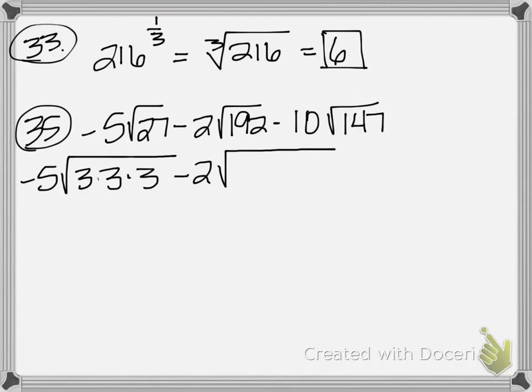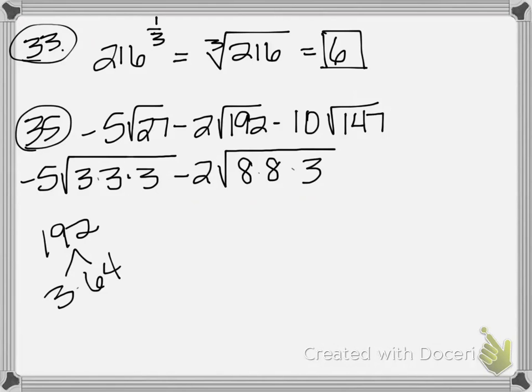192, that one I'm not so sure of, so I'm going to break that down. I know 3 will go in. It goes in 64 times, so that's going to leave me, I know 64 is 8 times 8. Now, that's not breaking down all the way, but that's okay, because remember I'm going to ring up 2 at a time anyway, so as long as I've got 2 of the same number, it's going to work for me.